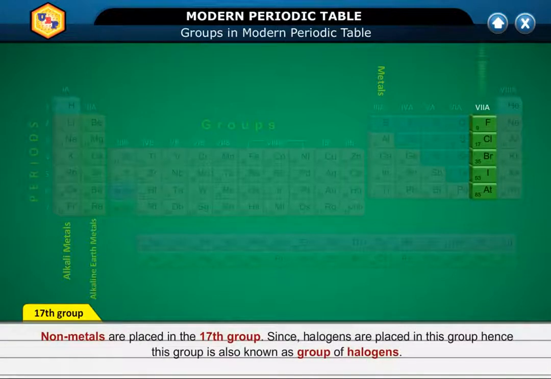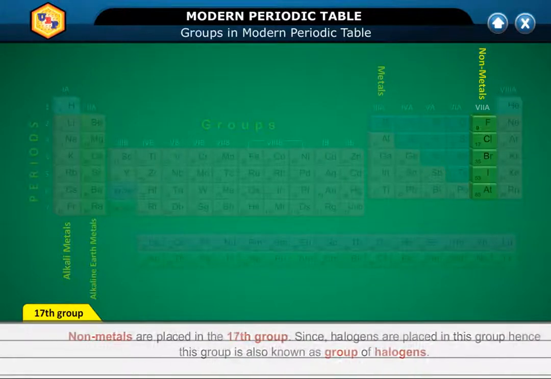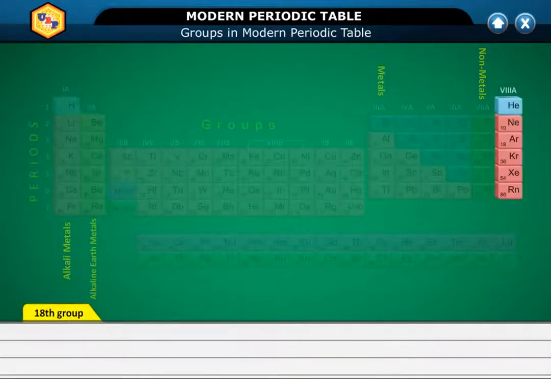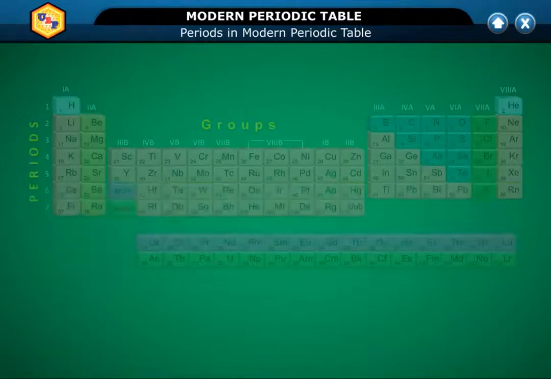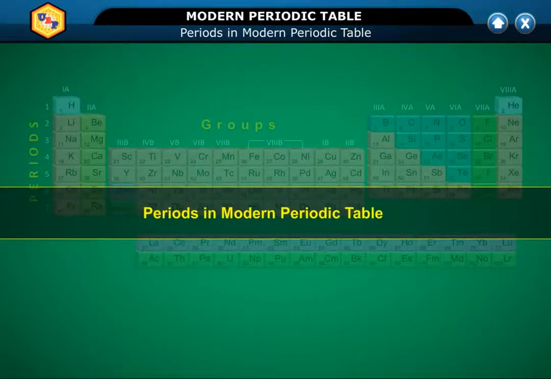17th group. Nonmetals are placed in the 17th group. Since halogens are placed in this group, this group is also known as the group of halogens. 18th group. Noble gases are placed in the 18th group. This group is also known as the zero group. Periods in modern periodic table.